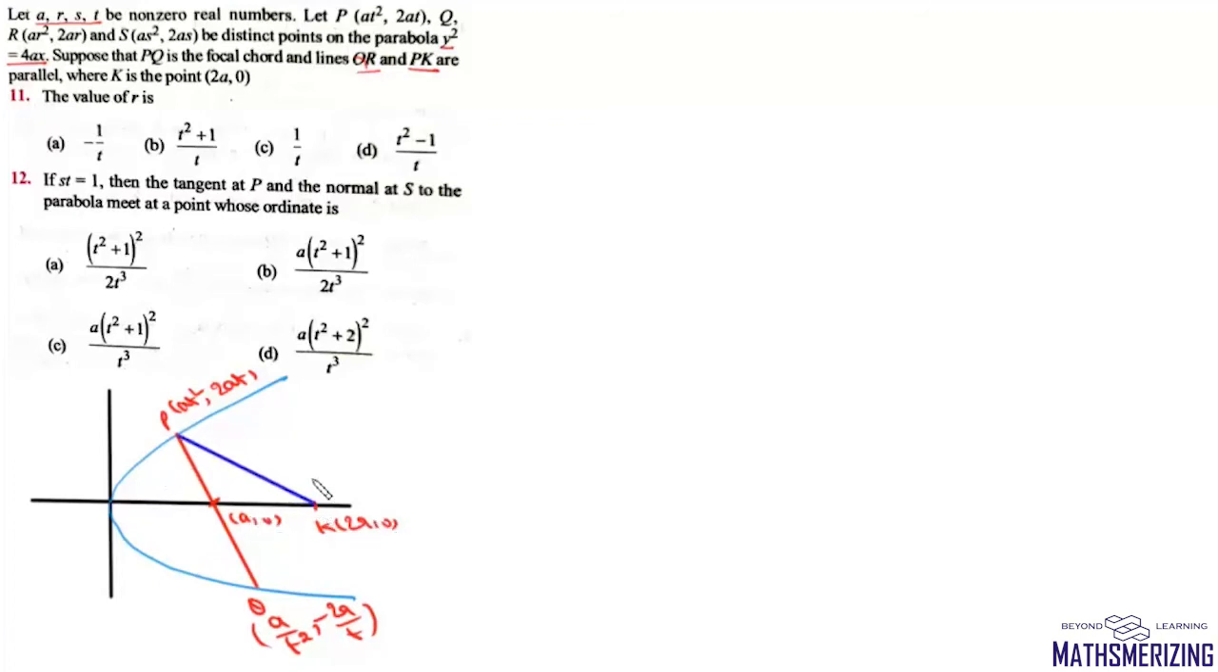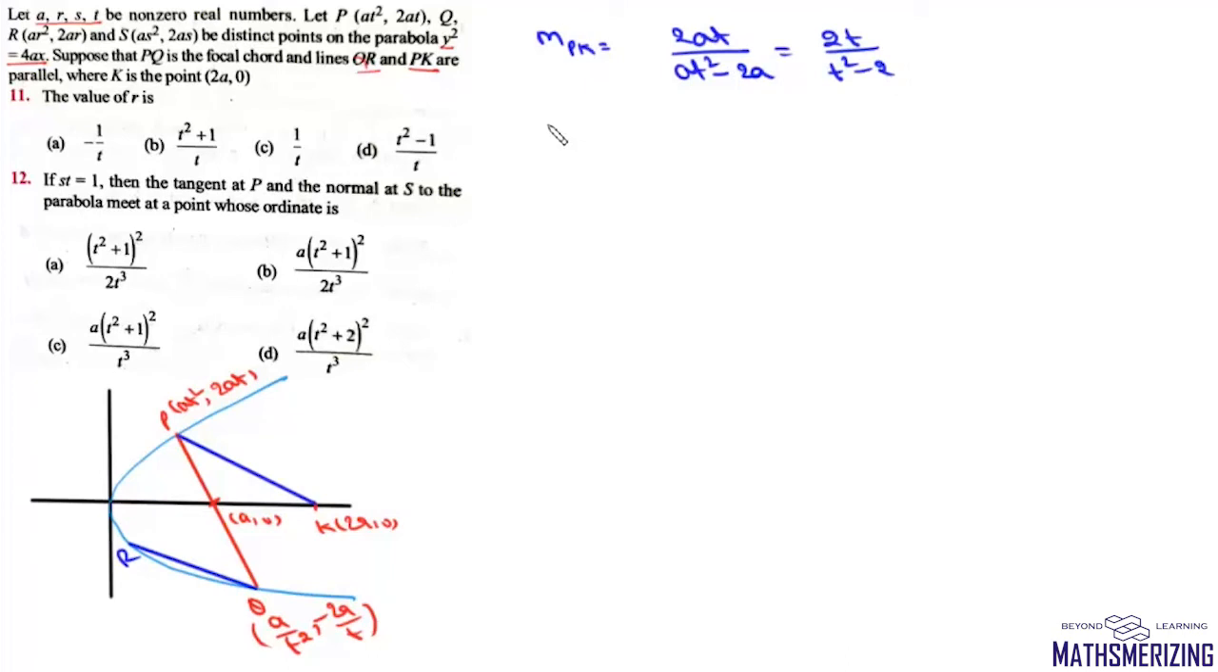So we have this line PK, and a point R is on this parabola such that QR is parallel to PK. So first we'll find the slope of PK. Now the slope of PK simply will be 2at upon at square minus 2a. So we'll cancel this a. So it will be 2t upon t square minus 2.